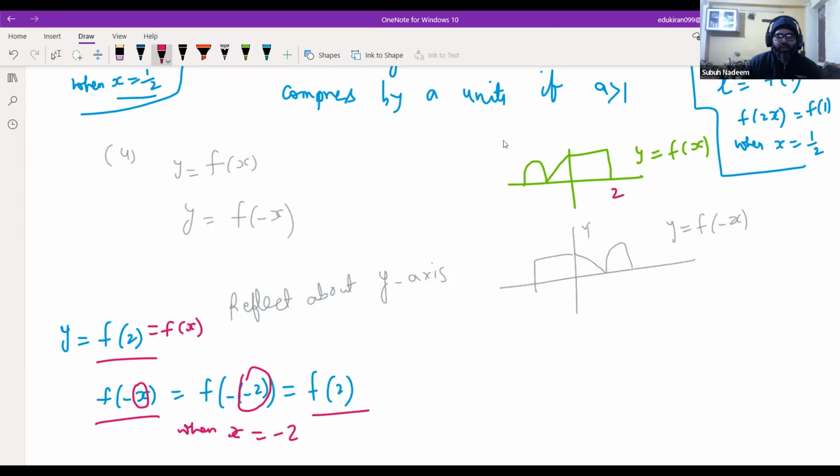Initially it was 2 here. It was minus 1 here, minus 2 here. Now what happened? The output at minus 2 is now at 2 for f of minus x, and at 1 and here at minus 2.